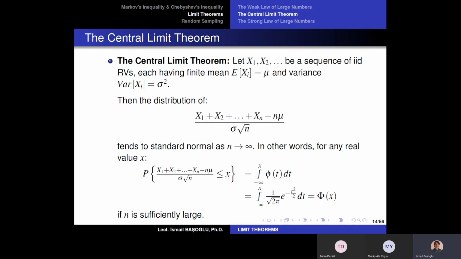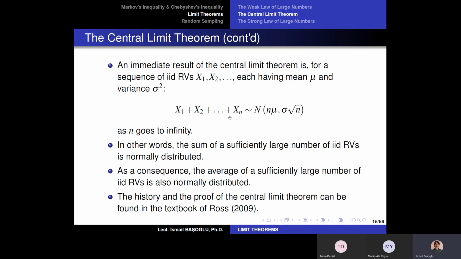And after this standardization operation, the probability statement is going to be related to a standard normal random variable. But this is going to happen when n goes to infinity, it says. So not just for the summation of 3, 4, 5, or 6 random variables. That summation requires a sufficiently large number of random variables. Okay?